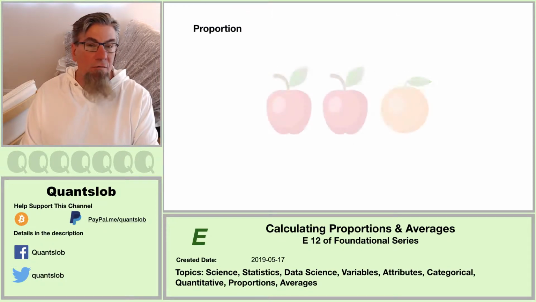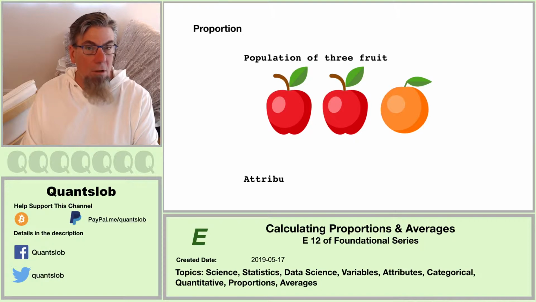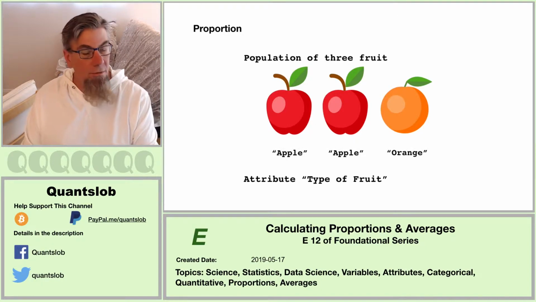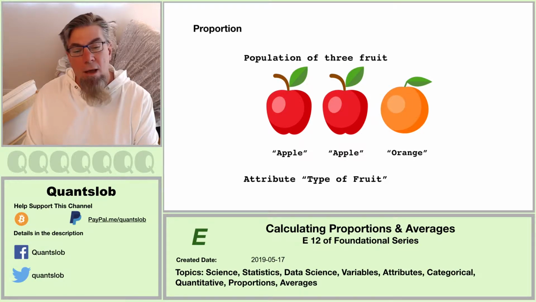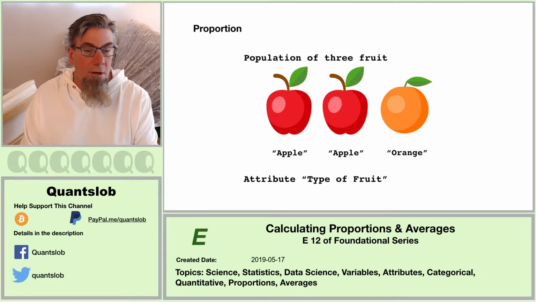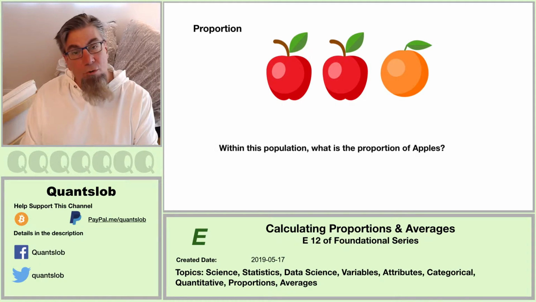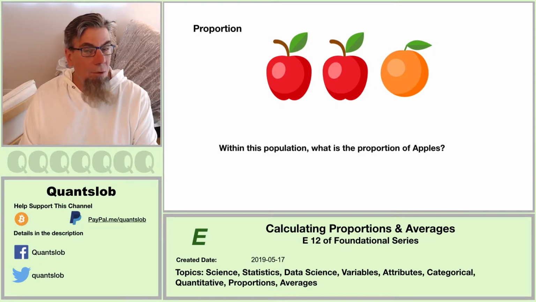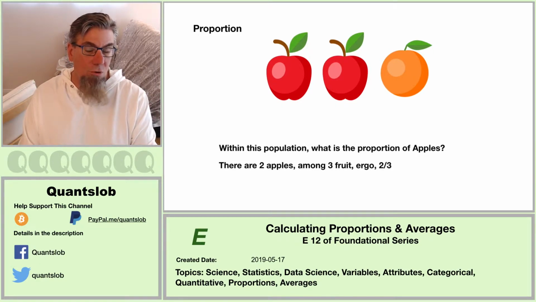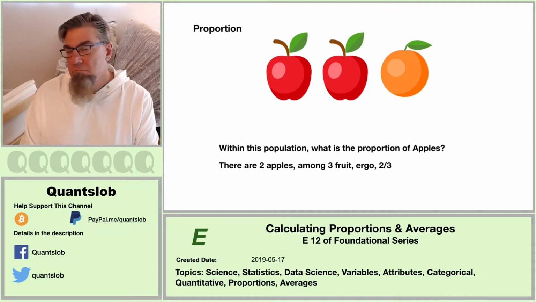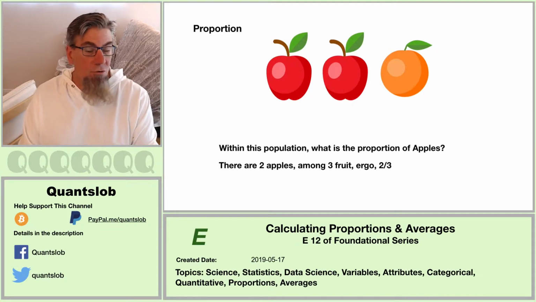Proportions, I think, are fairly intuitive, at least for small collections of objects. In this particular example, let's suppose we have a population of 3 fruit, and we have an attribute simply type of fruit. And we see here we have 2 apples and an orange. So what is the proportion of apples within this population? There's a total of 3 elements here. 2 of them are apples, and therefore our proportion would be 2/3. Fairly intuitive. Most of us can do it off the top of our head.